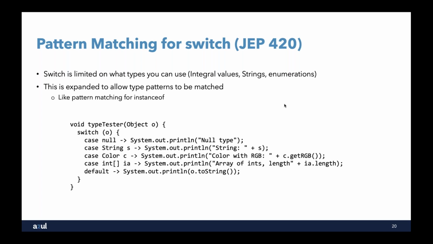We can't match on a primitive because a primitive is not strictly a type in Java, but if we have an array of primitives, that array is a type. So we can have a case of int array and reference that through the pattern variable IA, and we can print out the length on the right-hand side. For anything that doesn't fall into that, we have a default statement that then prints out whatever the thing is toString.